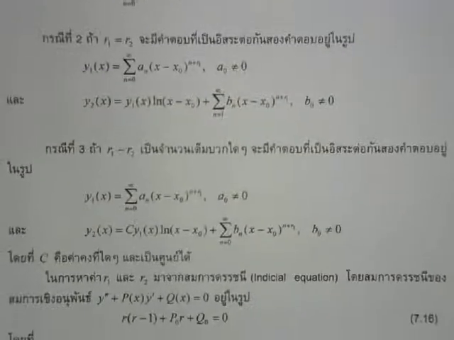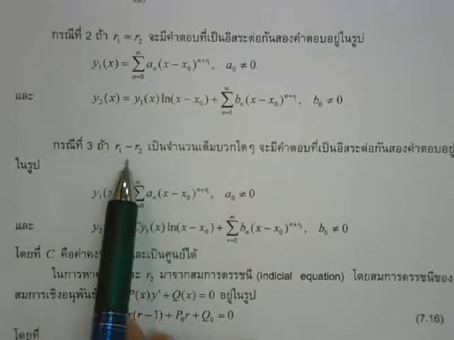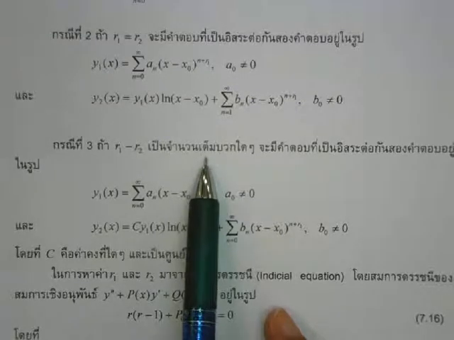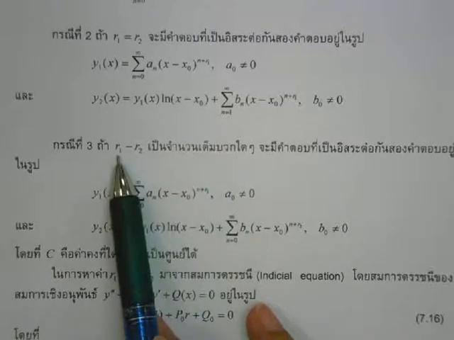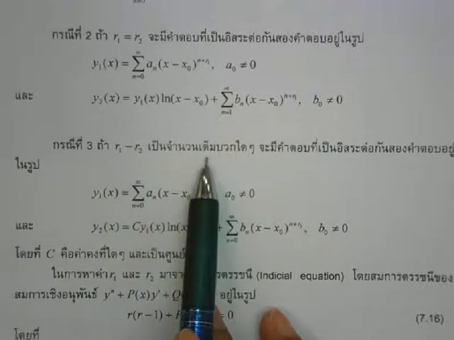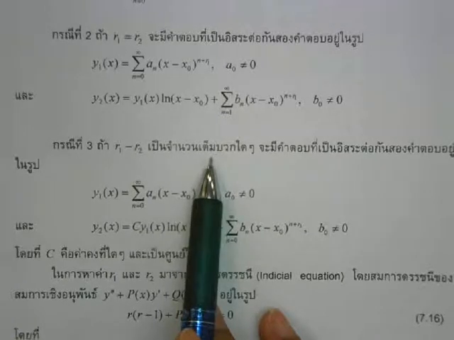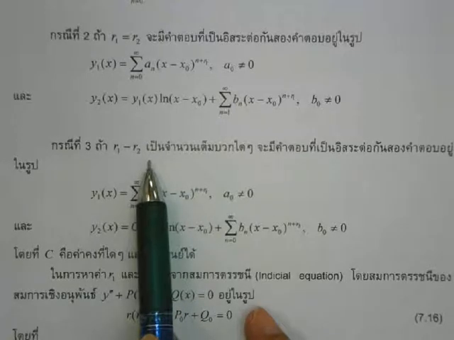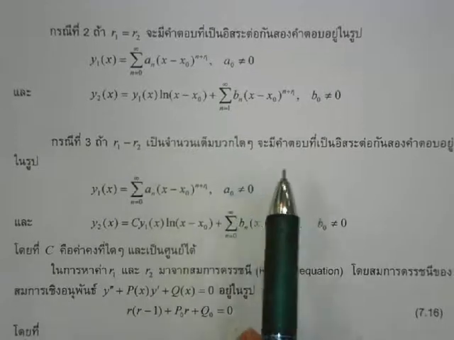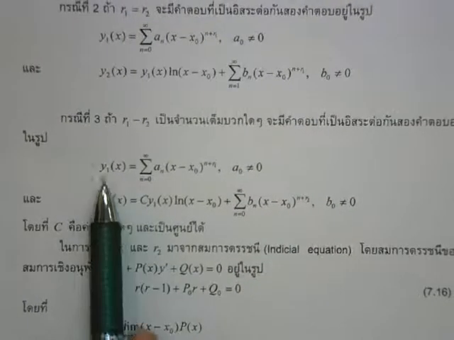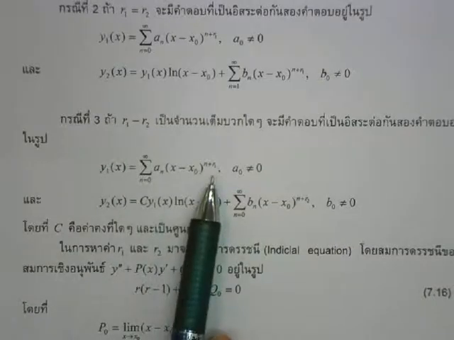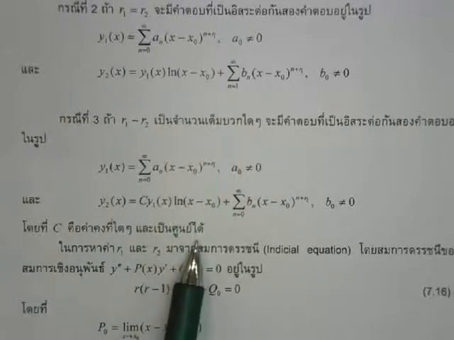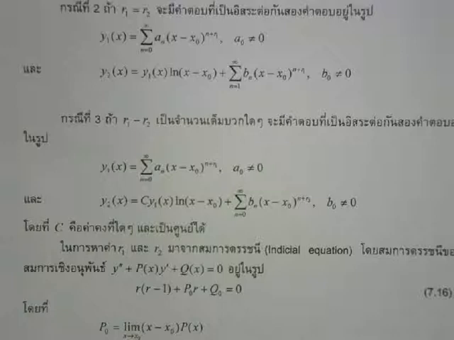And case 3, where r1 minus r2 is an integer, a positive integer. It has to be a positive integer because r1 is greater than r2, right? You can't get a negative integer, because if r1 is bigger than r2, then you would get a positive integer only. Then the solution would be y1 equal to this term and y2 equal to this term, where c is a constant and sometimes c can be 0. It is up to the condition that you consider.